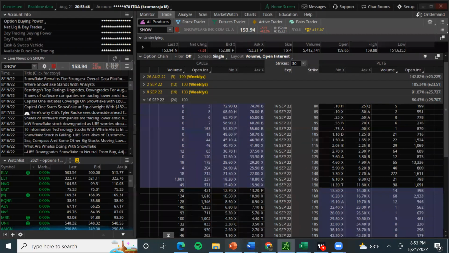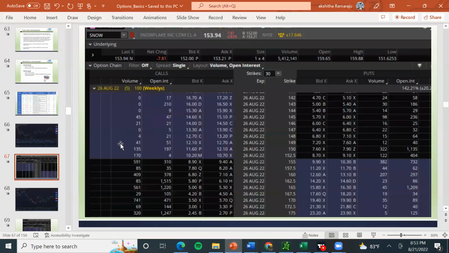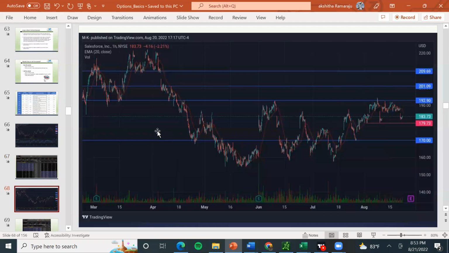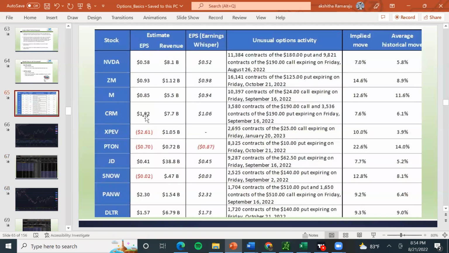The next one, let us look into Salesforce, CRM. It got its earnings. The estimate is 1.02. The estimate of revenue is 7.7 billion. The EPS is 1.06. There are a lot of contracts of the 190 call expiring on September 16.